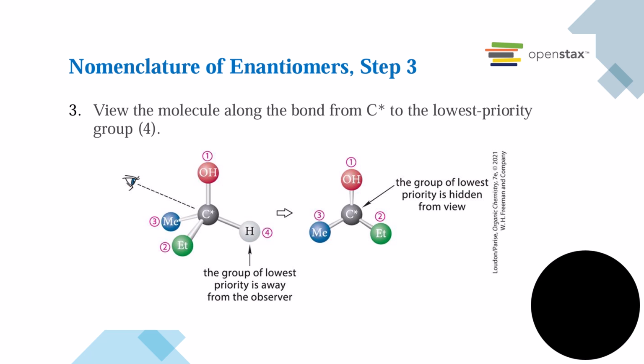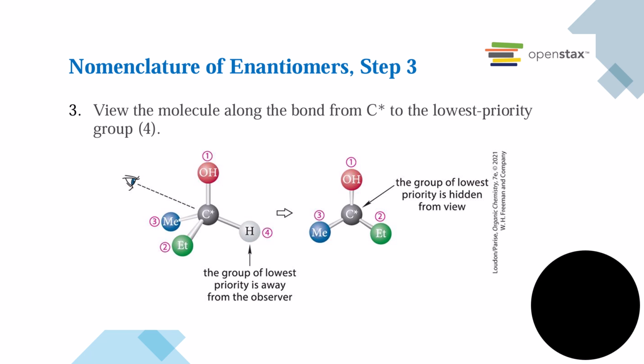And to view if something's R or S, you put the smallest group in the back. Usually it'll be an H. And what you do is you count from the highest priority to the lowest priority and see which direction it goes. So if you count 1, 2, 3 and it's going clockwise, then it's an R. But if it goes 1, 2, 3 and it's going counterclockwise, then it's an S compound.